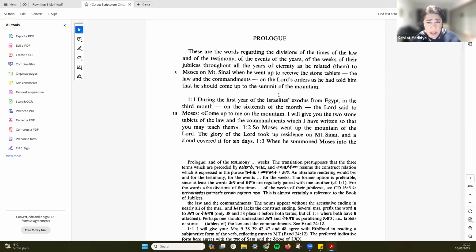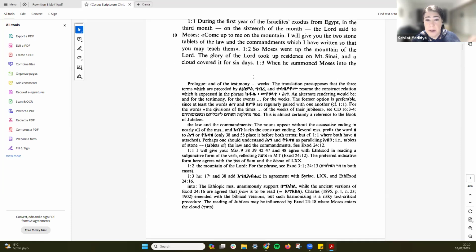It says, during the first year of the Israelites' exodus from Egypt, in the third month, the Lord said to Moshe, come up to me on the mountain. I will give you the two stone tablets. Okay, so he goes up, right?